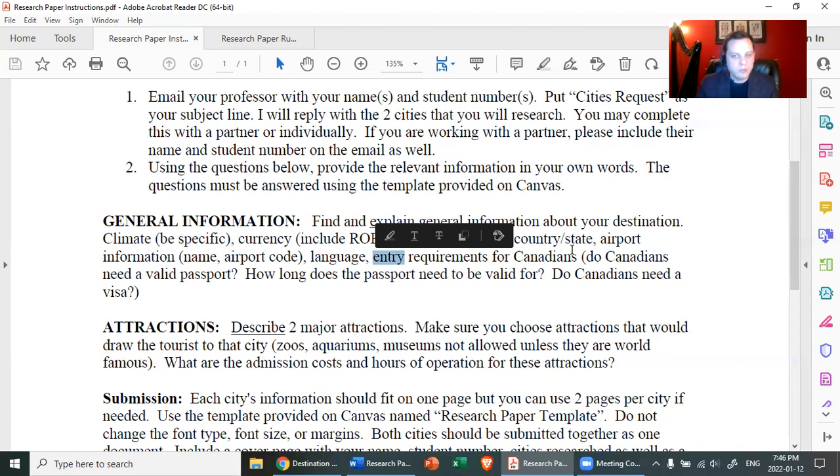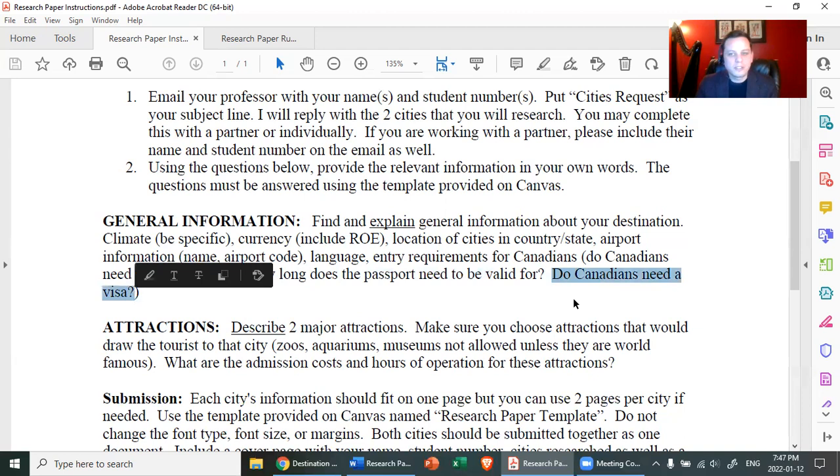Language, what's the entry requirement? Language is easy. That explains itself. Entry requirements, do I need a passport as a Canadian citizen? Do I need a passport to go to Vancouver? Do I need a passport to go to Cuba? Do I need a passport to go to Brazil? Some countries you need a visa for. You'll research whether you need a visa to go into a country.